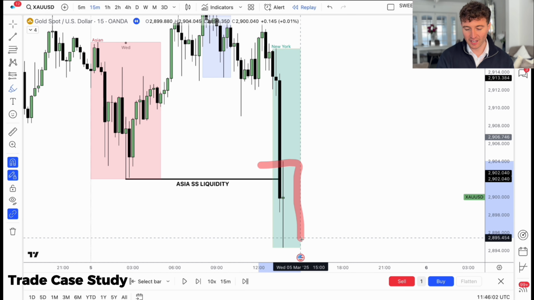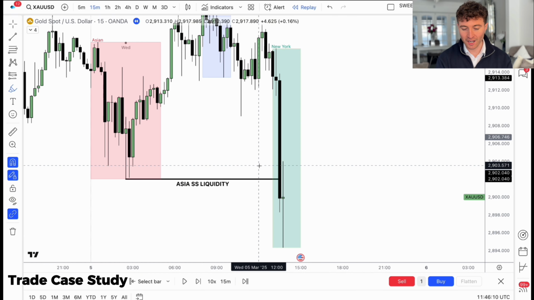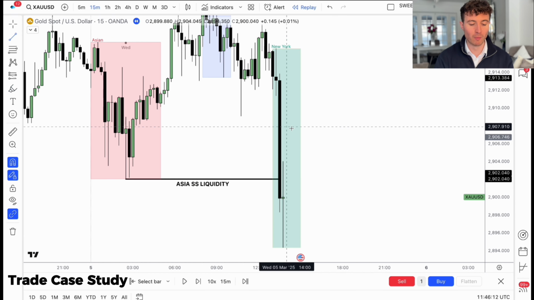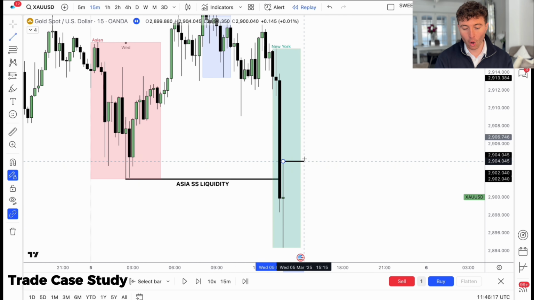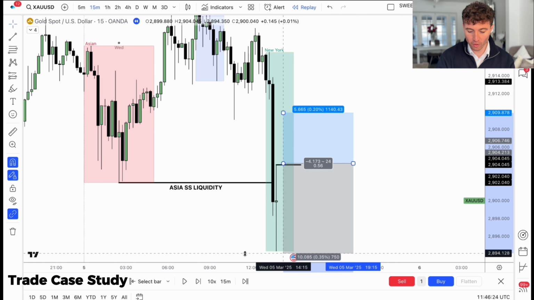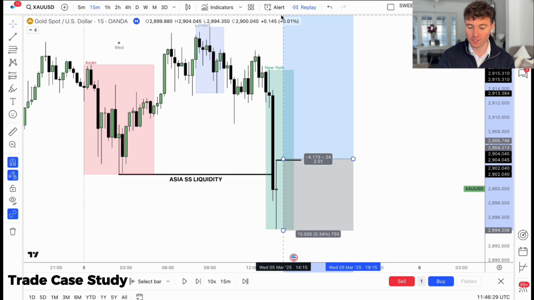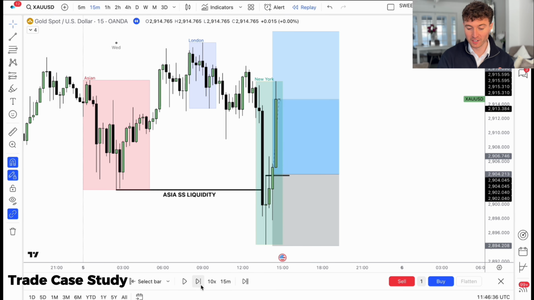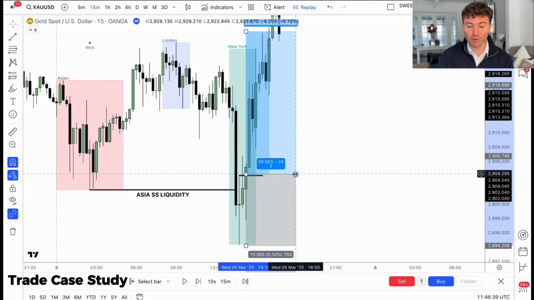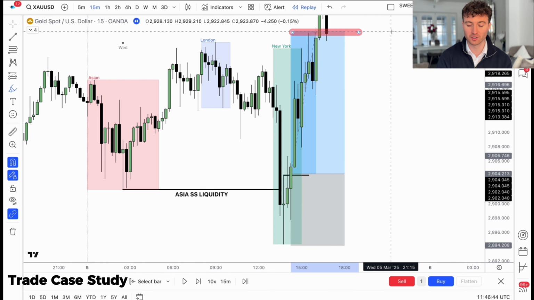It's really at this stage that we can classify this as an ICT power of 3, and our confirmation, if you can remember correctly, is to enter long on the break of the bullish candle high. Invalidation goes below the liquidity sweep, and we're simply targeting a 1 to 2 risk to reward. We're triggered long in this trade right here, and you can see during the after hours of the New York session, this trade hits take profit for a 1 to 2 risk to reward.